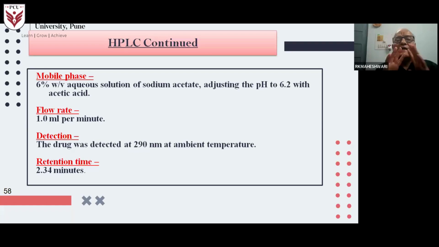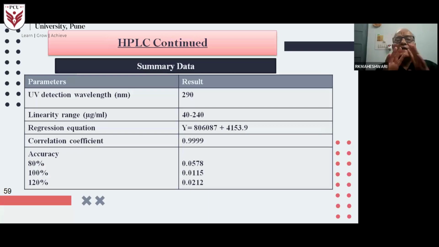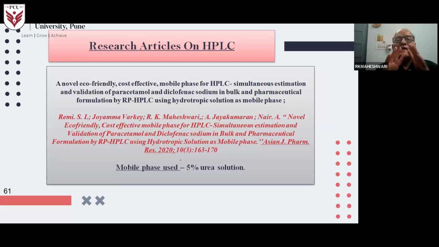have been estimated by Madam using reverse phase HPLC, and of course she has utilized a 5% urea solution as the mobile phase to carry out this particular reverse phase HPLC.